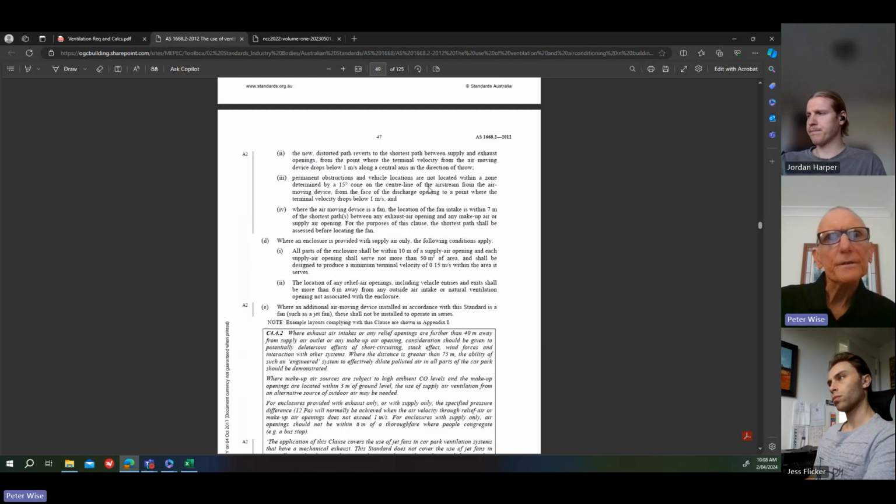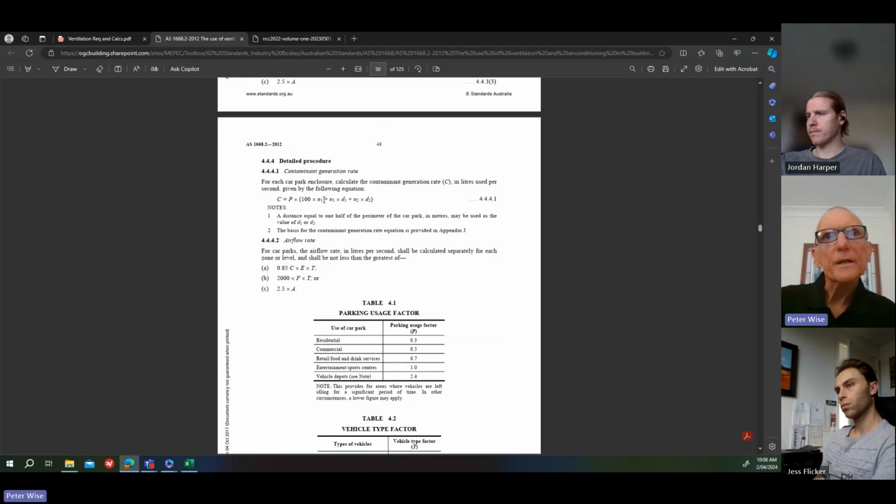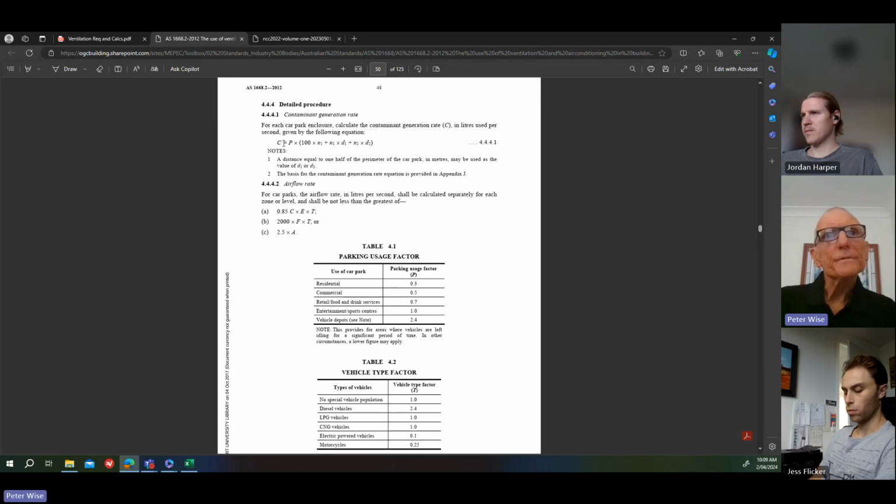Yeah. So this contamination rate, that's what it's asking you to do, to look at N1 times D1 plus N2 times D2. So to work out D1, you can either take an average distance that you think it's going to be for a car to exit that level, or you can use note 1: a distance equal to 1/2 of the perimeter of the car park in metres may be used as the value of D1 or D2. And if you want to see how C is derived, there's an equation in Appendix J, but we're not going to look at that now. So that's the calculation of C.